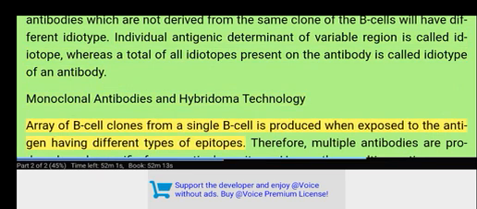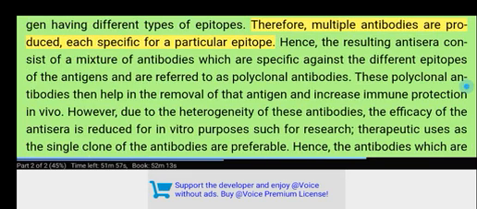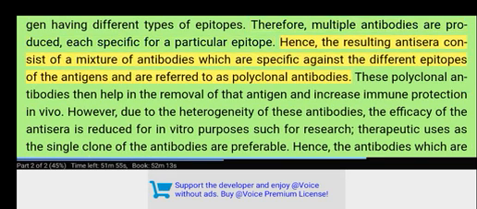An array of B cell clones from a single B cell is produced when exposed to an antigen having different types of epitopes. Therefore, multiple antibodies are produced, each specific for a particular epitope. Hence, the resulting antisera consist of a mixture of antibodies which are specific against the different epitopes of the antigens and are referred to as polyclonal antibodies.